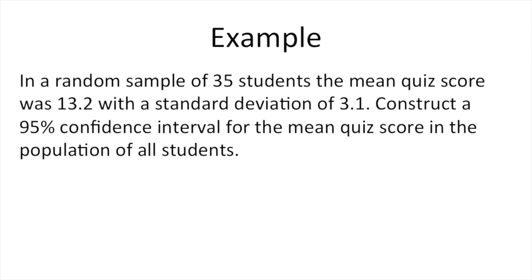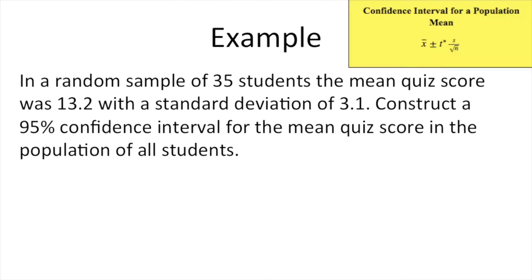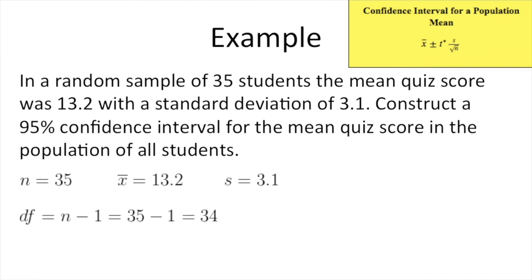Here's one example. In a random sample of 35 students, the mean quiz score was 13.2 with a standard deviation of 3.1. Construct a 95% confidence interval for the mean quiz score in the population of all students. Here's our formula. We're given a sample size of 35, a sample mean of 13.2, a sample standard deviation of 3.1. Our degrees of freedom will equal n minus 1. 35 minus 1 equals 34.